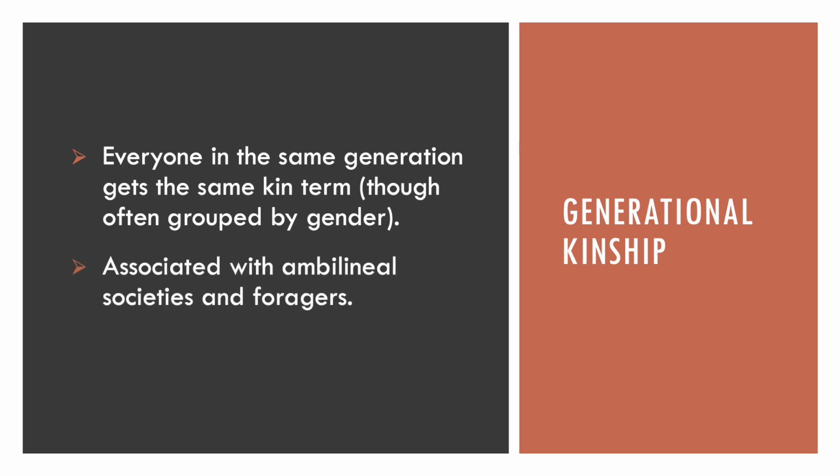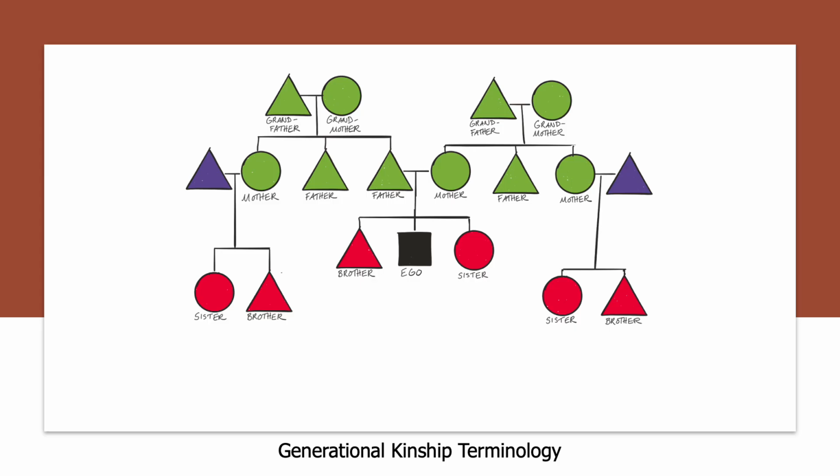These are associated with ambilineal societies and foragers because foragers often meet up and then split off into different foraging groups throughout the year. And you want to be able to draw on any and all kinship ties that are available so you don't make huge distinctions between relatives.